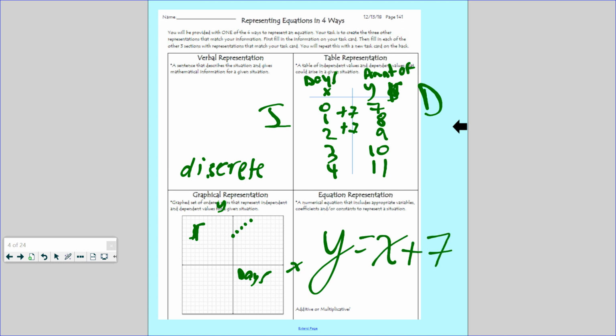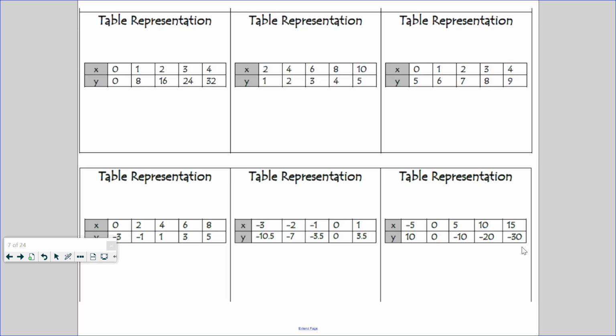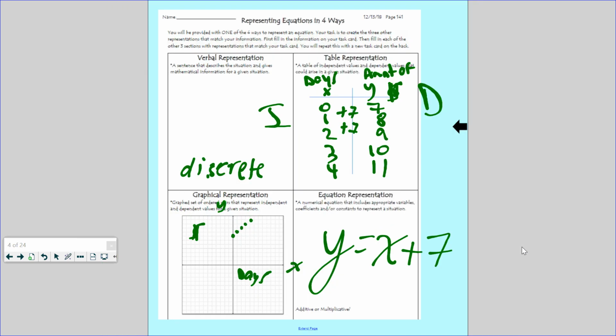So you're going to do that for each one of these and create a storyline for every one of these. All right. So that is what we are learning today.